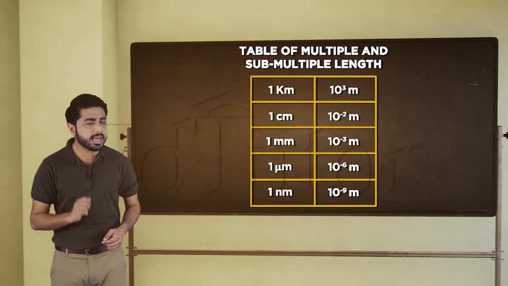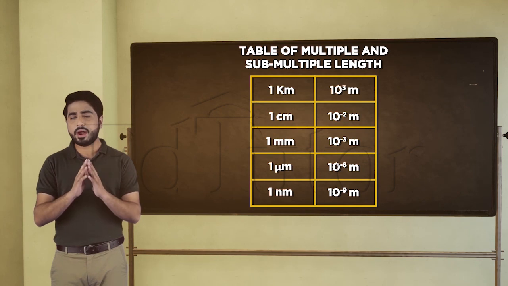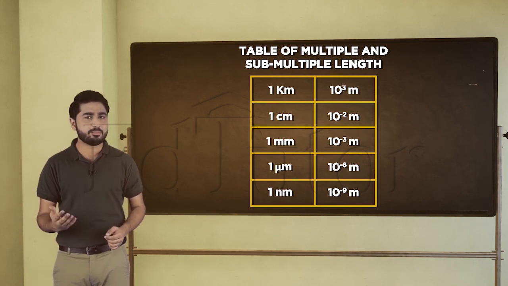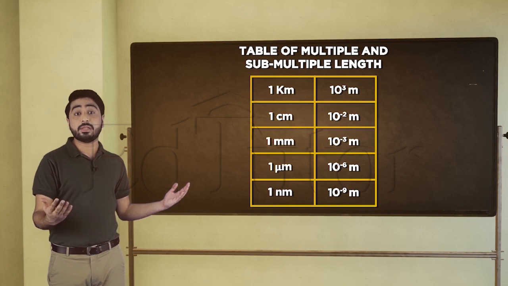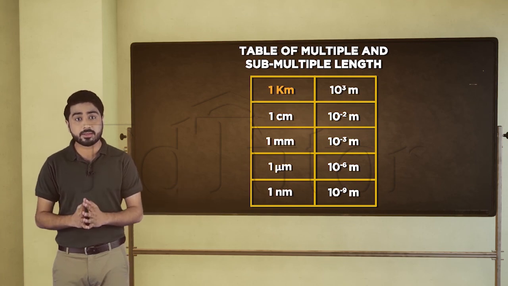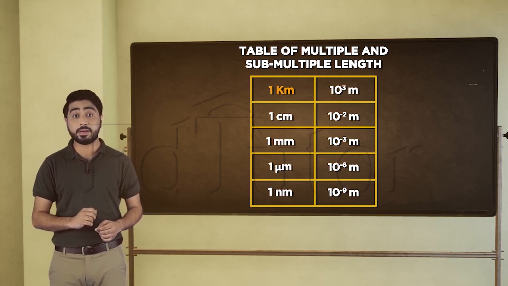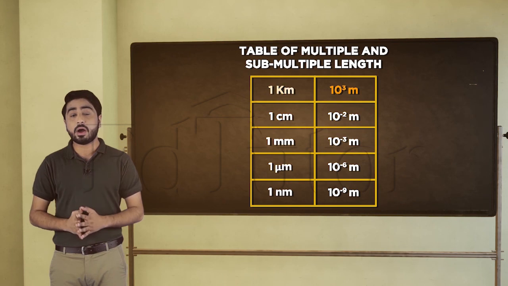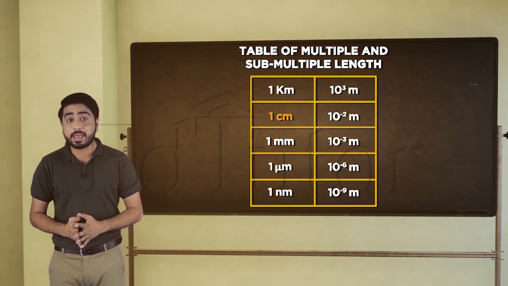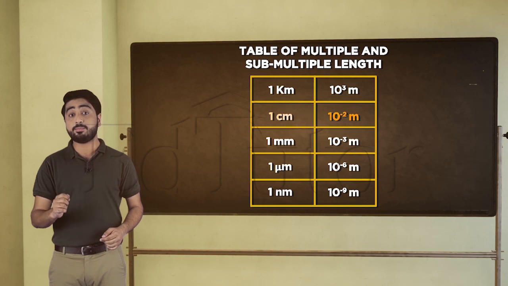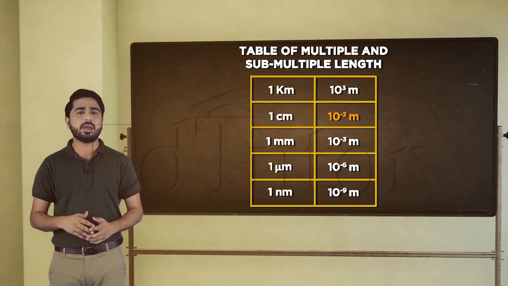As you have probably guessed by now, the best way to understand a concept is through examples. Hence, the table on this side shows more multiples as examples of prefixes. 1 kilometer can be written as 10 raised to the power of 3 meter. Similarly, 1 centimeter can be written as 10 raised to the power of minus 2 meter, and so on.